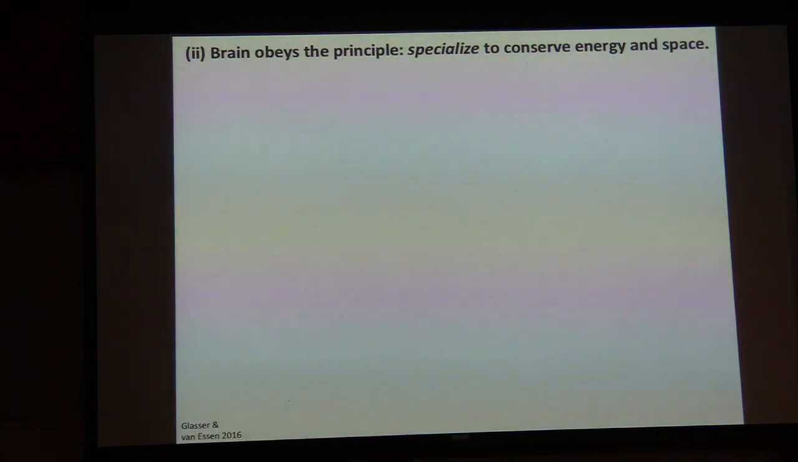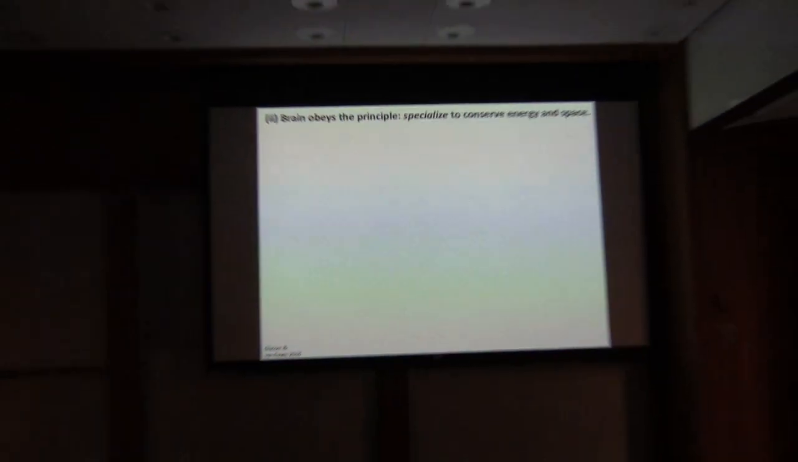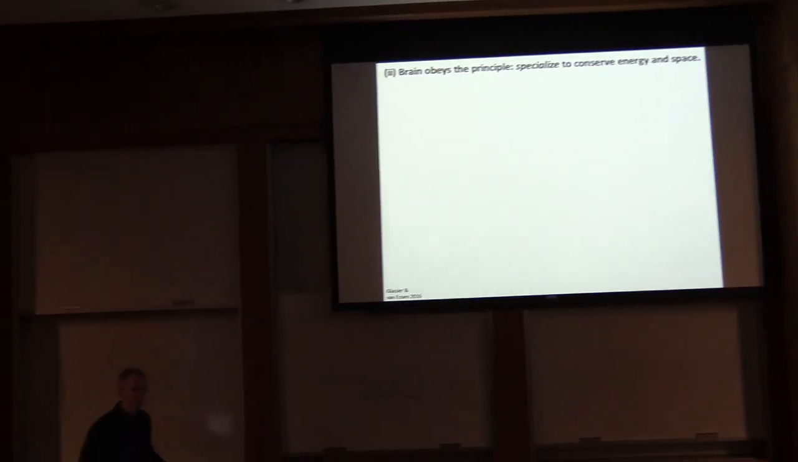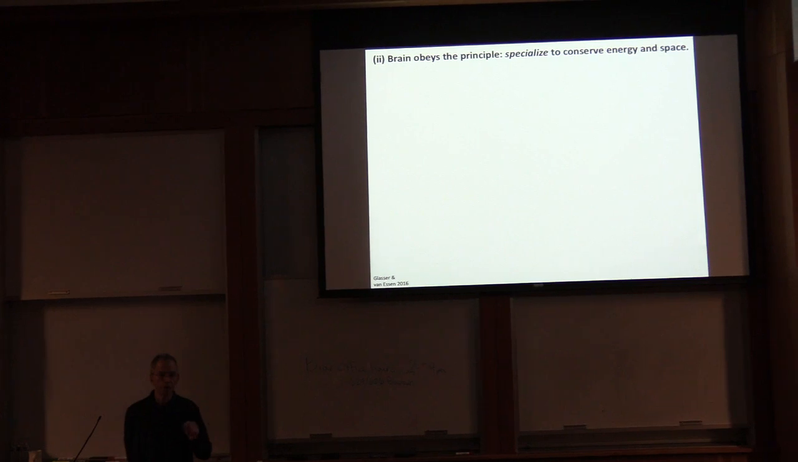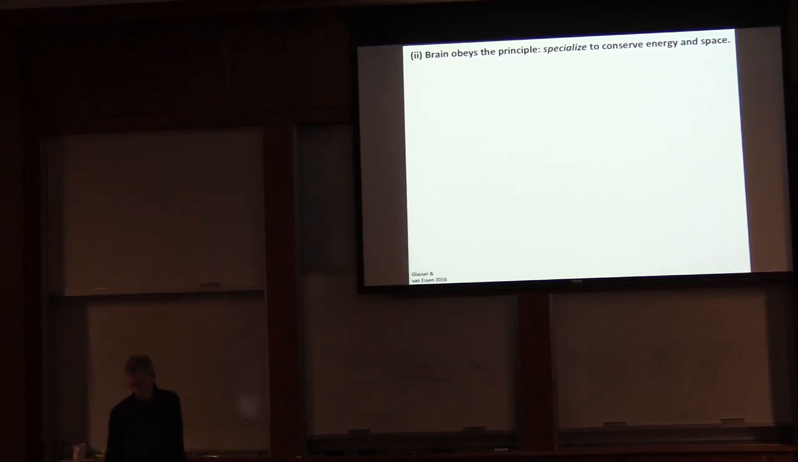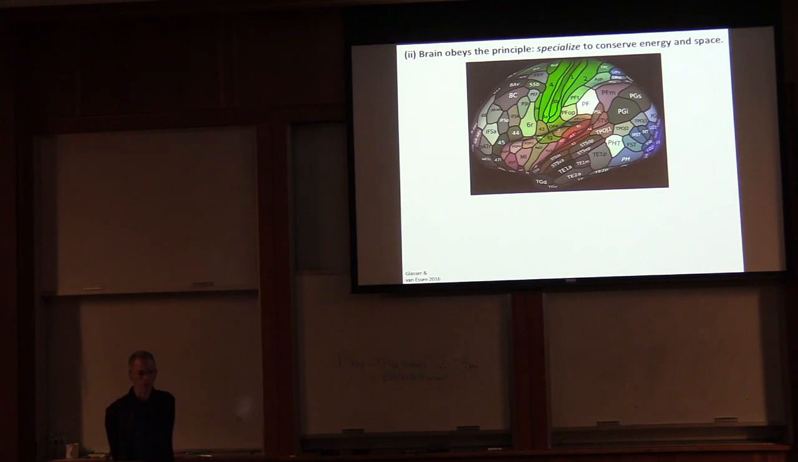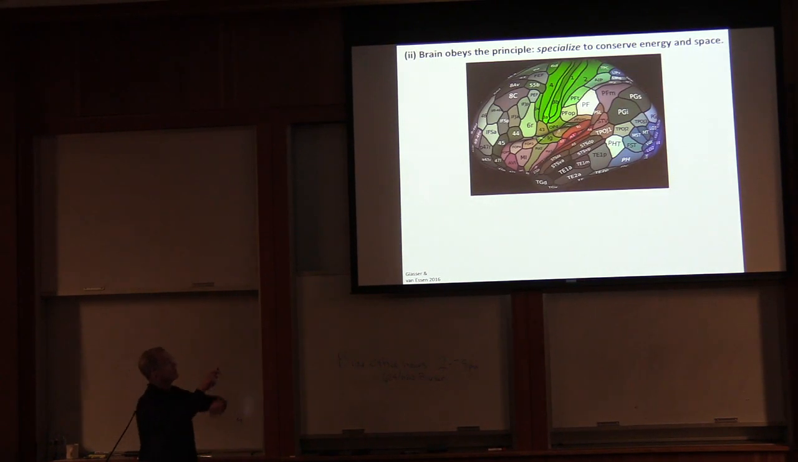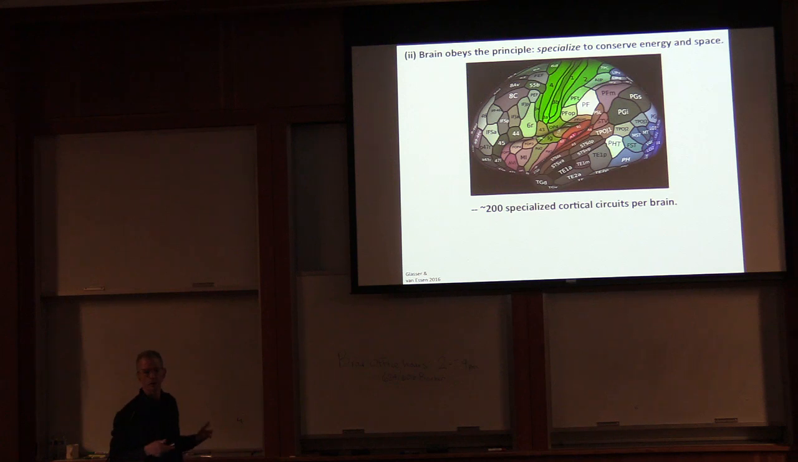The other principle I want to mention is that there is a fundamental principle of the brain to specialize, because it saves wire and energy and space. And so the human cortex has done this and has developed about 200 specialized areas in the cortex. So this is a very efficient way for computing lots of things.